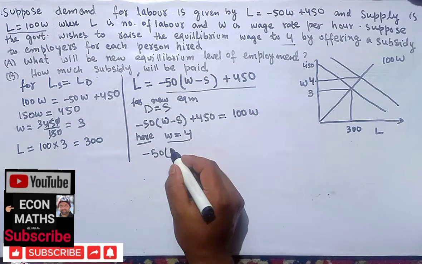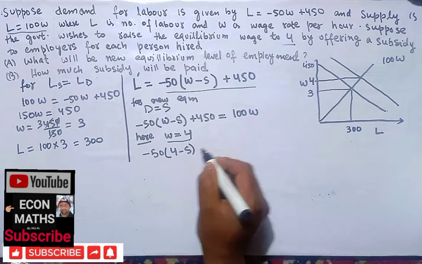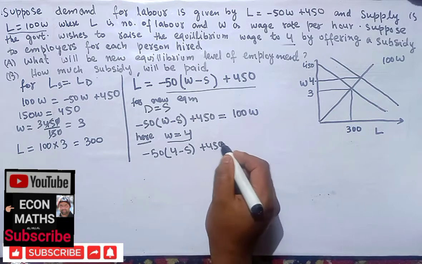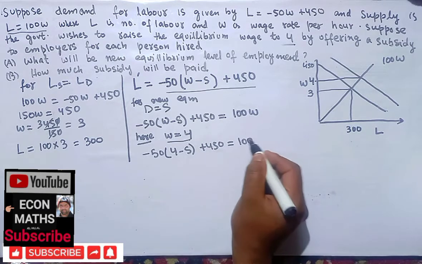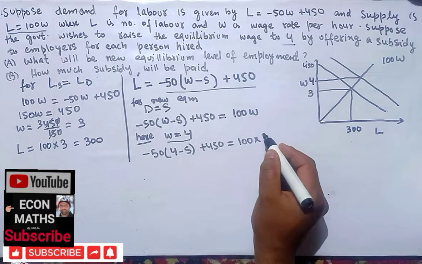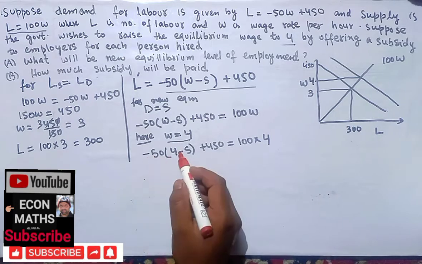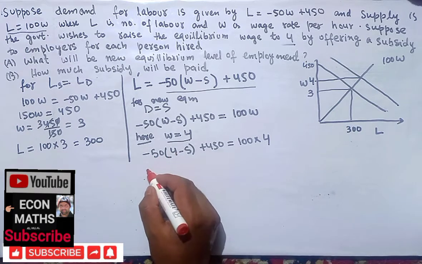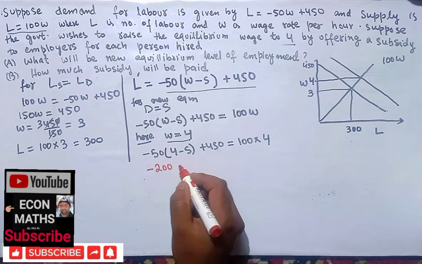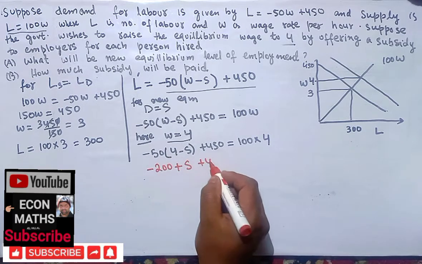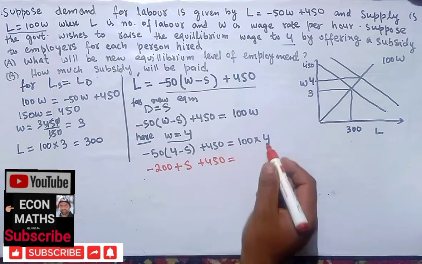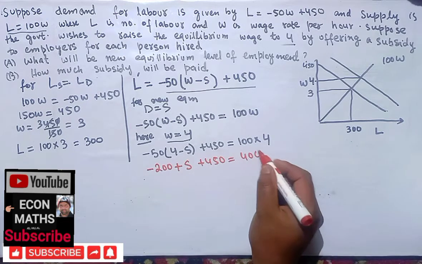In place of W, we have 4 minus S plus 450 should be equal to 100 into the value of W, which is 4. I will write here 4. So minus 50 into 4 is minus 200. Minus into minus is plus S, plus 450 should be equal to 100 into 4, which is 400.